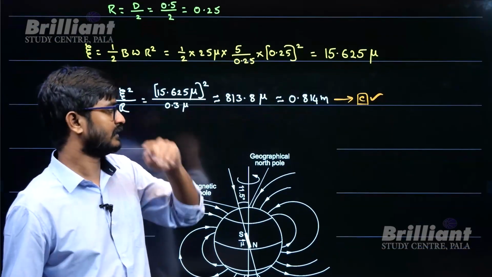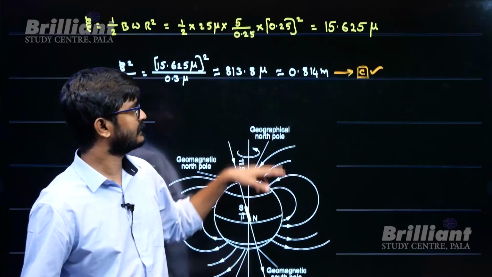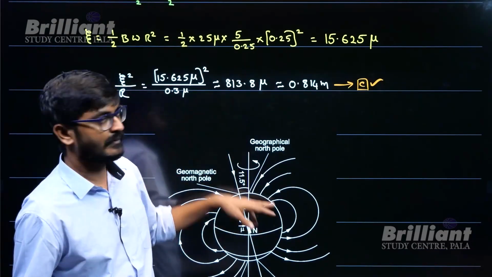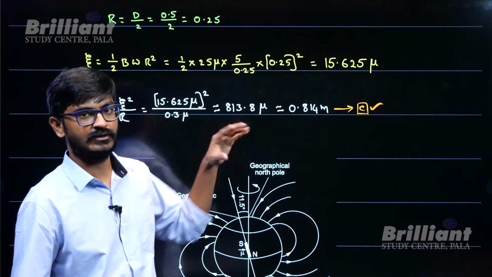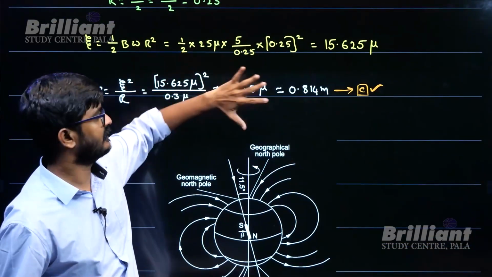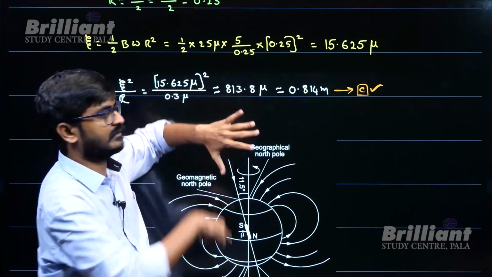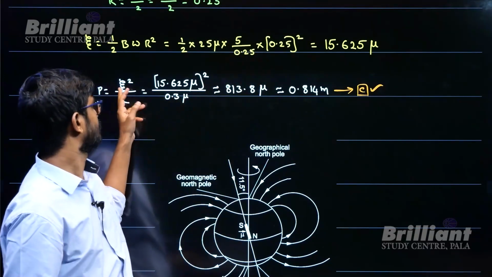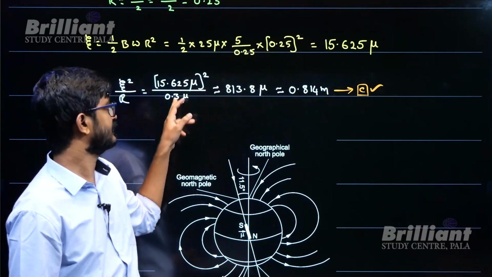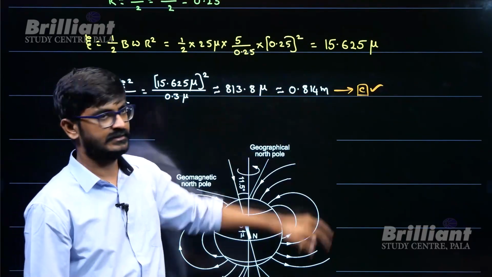Now why I have drawn this figure is, when the cycle is going along the equator, the magnetic field will be perpendicular to the plane of the bicycle wheel. So we can directly go with half B omega r square. If there is a wheel like this, the magnetic field will be perpendicular to it. So that's all. Then power will be E square by R. The EMF value we have calculated, and the resistance value is given in the question, right?